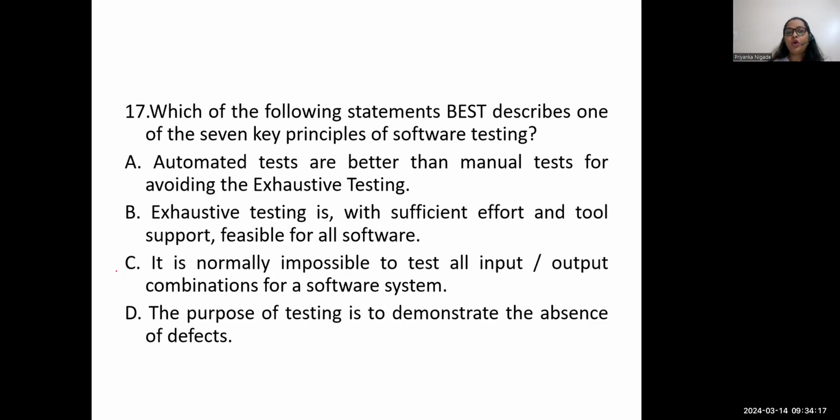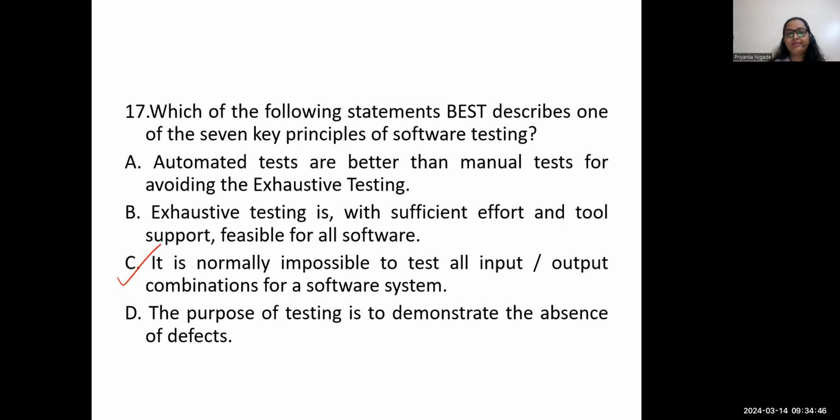Yes. Normally, it is impossible to test all combinations of input and output for a software application. So D is not a correct answer. The purpose of testing is not to demonstrate the absence of defects. Testing always shows the presence of defects, not the absence of defects. So that's the reason, out of the 7 principles, C is defining the third principle, that exhaustive testing is impossible.